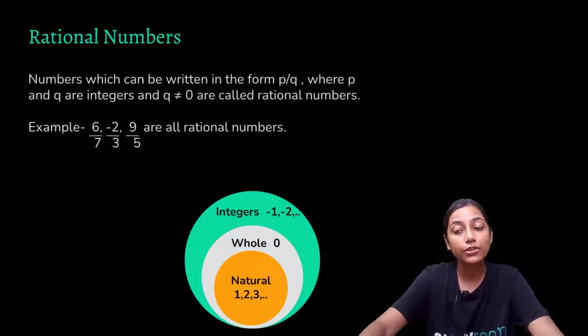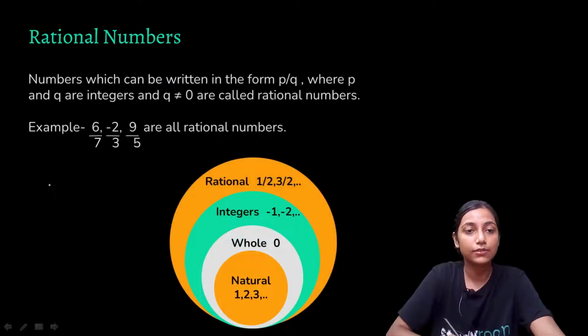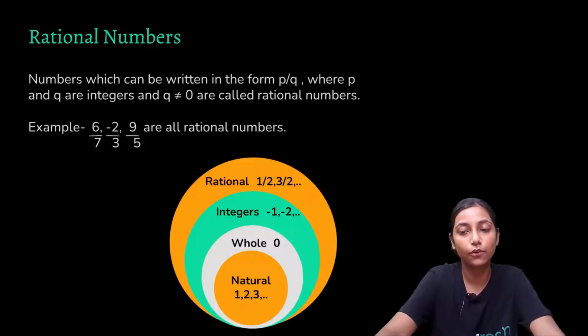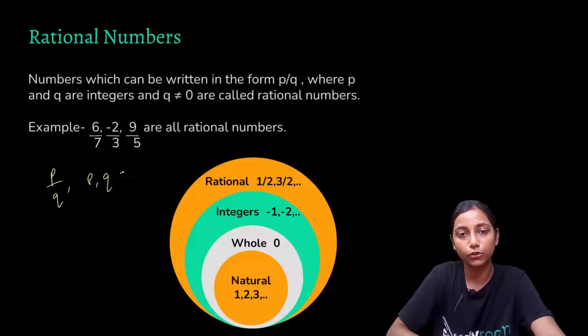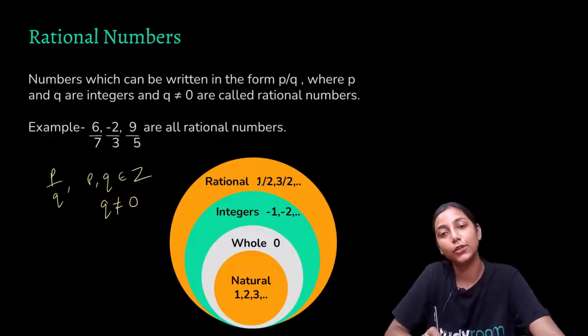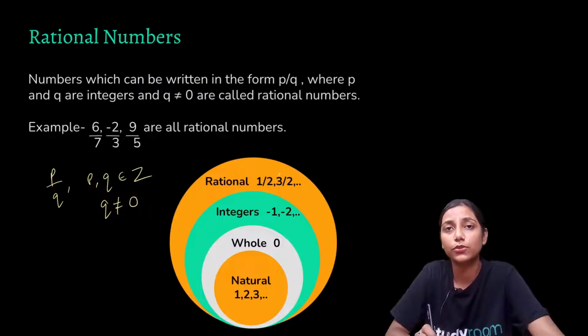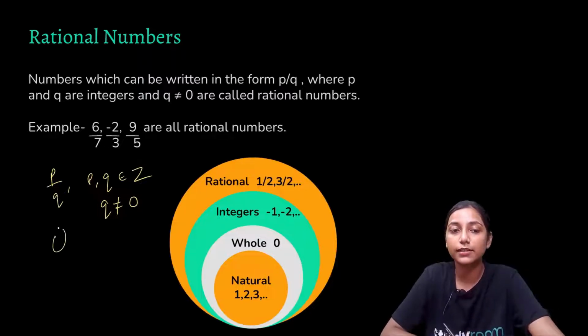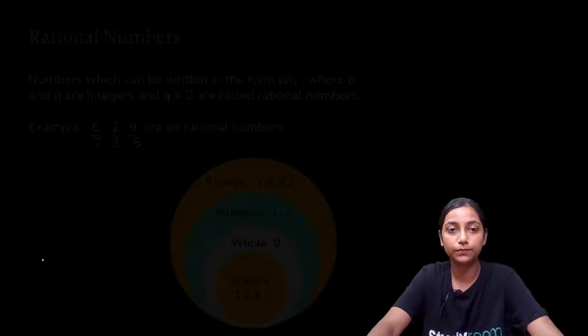Then we studied our rational numbers. Any number that is of the form p by q, where both p and q belong to integers and q is not equal to 0, is said to be a rational number. These are some examples of rational numbers, and if we include fractions like 1 by 2, 3 by 2 and so on to the integers, we will get the set of all the rational numbers. Rational numbers are denoted by a capital Q.